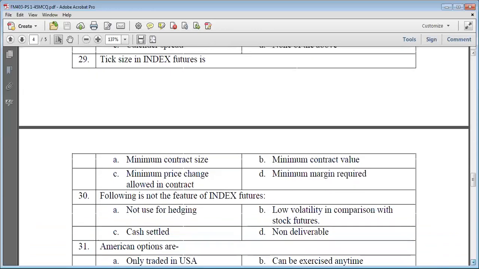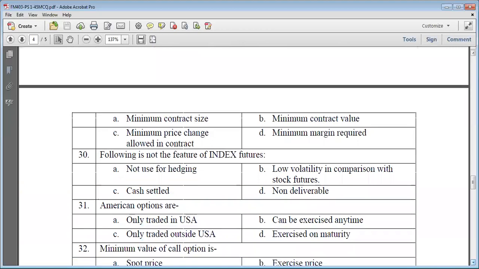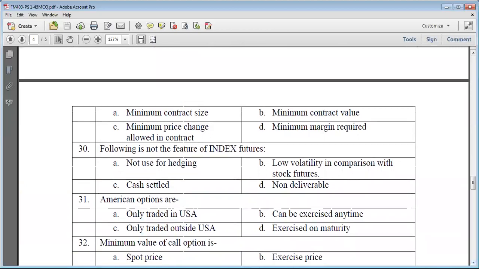Now 30. Following is not a feature of the index future. Not used for hedging. This is wrong because index future is usually used for hedging purpose. So we don't have to see other options. Our correct selection will be not used for hedging. This is not a feature of the index future.